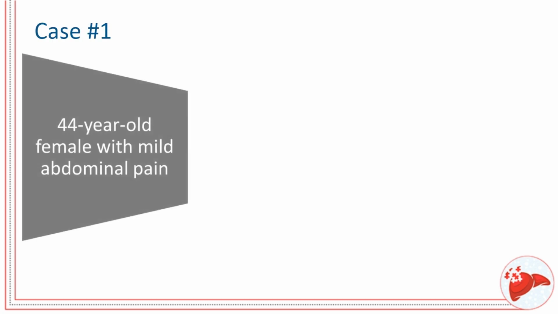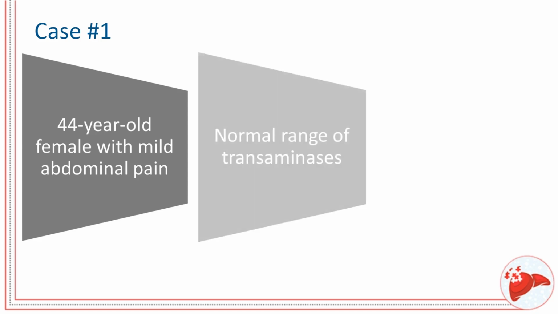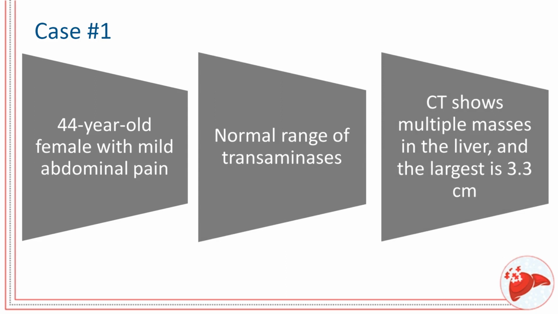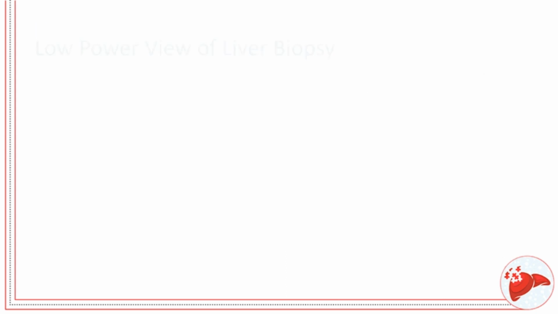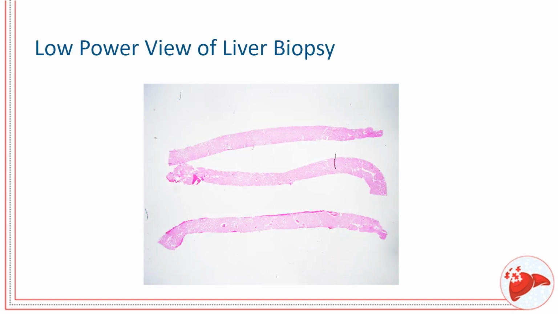So let's look at case number 1. This is a 44-year-old female patient who presented with mild abdominal pain, and her transaminases were within normal range. CT showed multiple masses in the liver, and the largest is 3.3 centimeters. And this is the lower power view of her liver biopsies that shows 3 long and wide cores, which is an excellent liver biopsy.